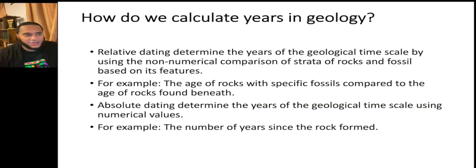Moving into the next slide here, how do we calculate years in geology? Relative dating determines the years of the geological timescale by using the non-numerical comparison of strata of rocks and fossils based on their features. For example, the age of rocks with specific fossils compared to the age of rock found beneath. Absolute dating determines the years of the geological timescale using numerical values. For example, the number of years since the rock formed.